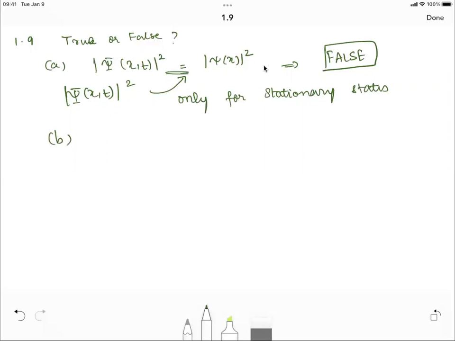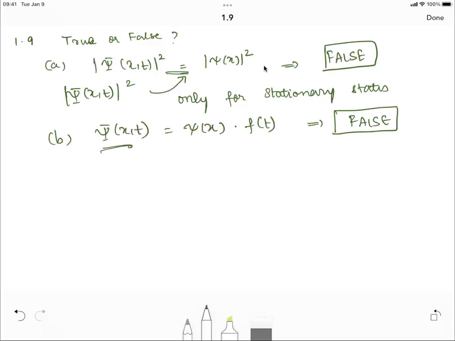Now moving on to part B. For all quantum mechanical states, the state function or the wave function is the product of a function of x and a function of t. I'm going to give the answer. The statement is also very clearly false, and that's because this function can only be separable into a time-dependent and an x-dependent function in certain cases. So this function is not always separable.